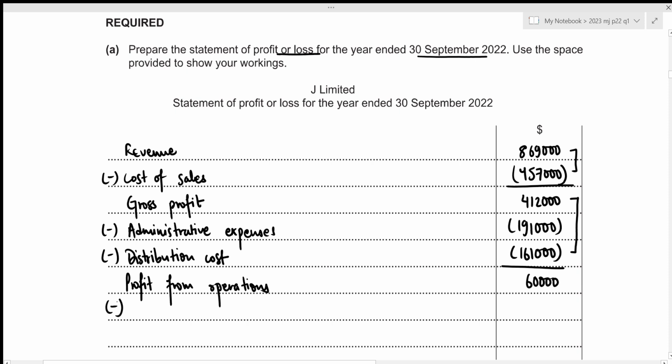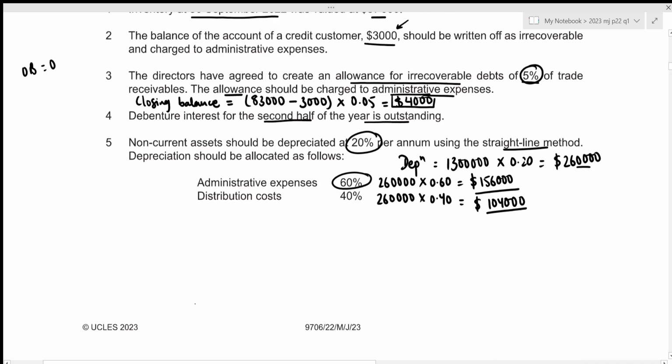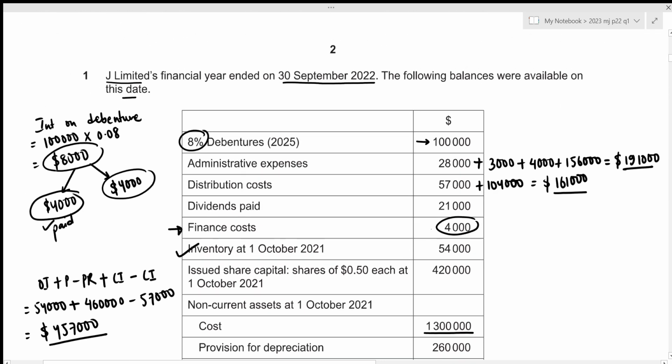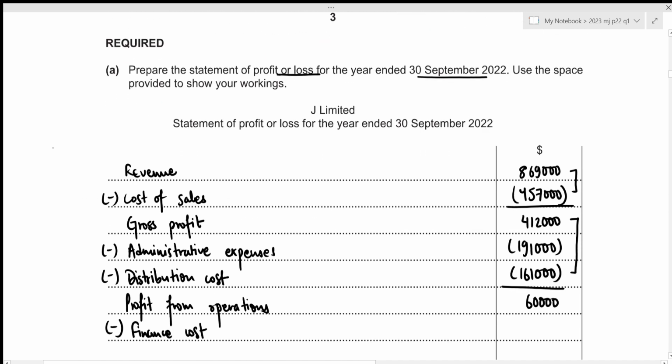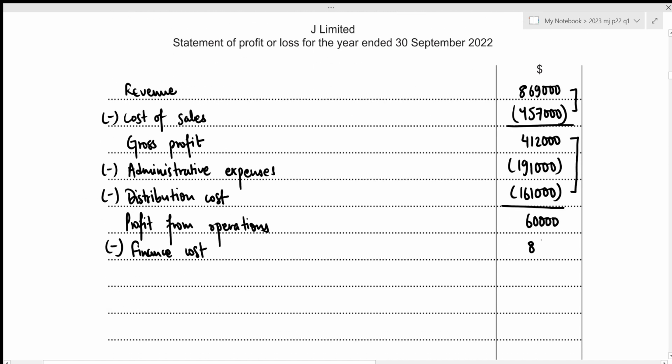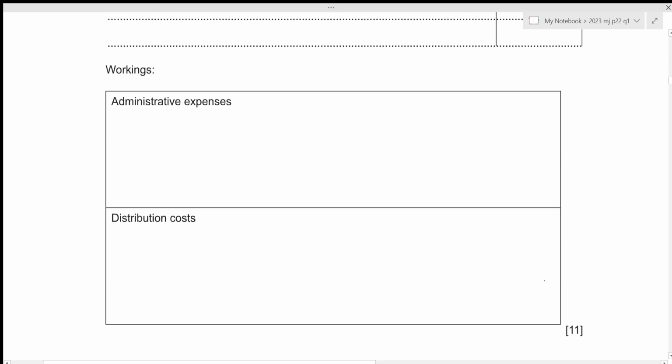Then the final thing that we need to adjust for is going to be our finance cost. And we have already decided that we should be including the interest on debenture for the entire year rather than the amount that we have only paid for. So we need to include 8,000. And after adjusting for our finance cost, we can get our profit for the year. And that is just going to be 60,000 minus 8,000, which results in 52,000. Alright, that's all for this first part. We can now move to the second one now.